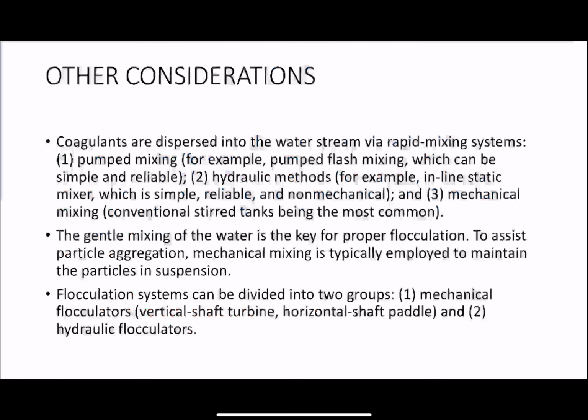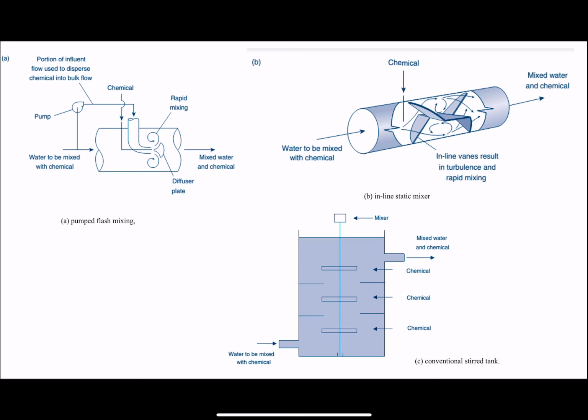There's another consideration that we have to take, which is that the coagulant should be dispersed into the water stream via a rapid mixing system. We'll show it to you in the next slides. It's either bumped mixing, for example, bumped flash mixing. You'll see it here, the bumped flash mixing. The water is mixed with the chemicals and then bumped with the chemicals. So we call this a bumped flash mixing.